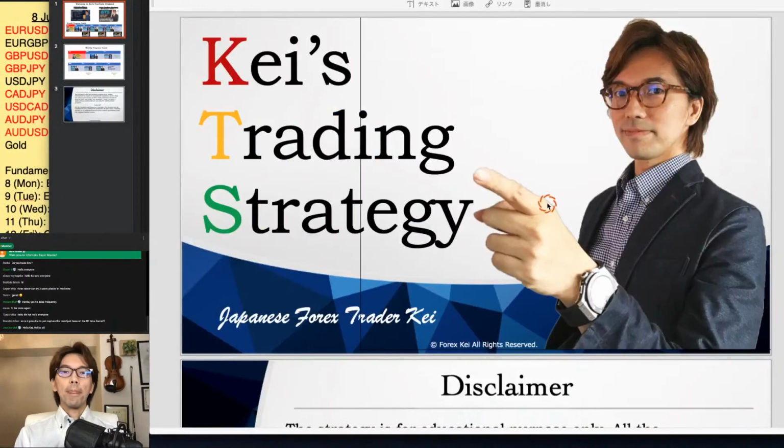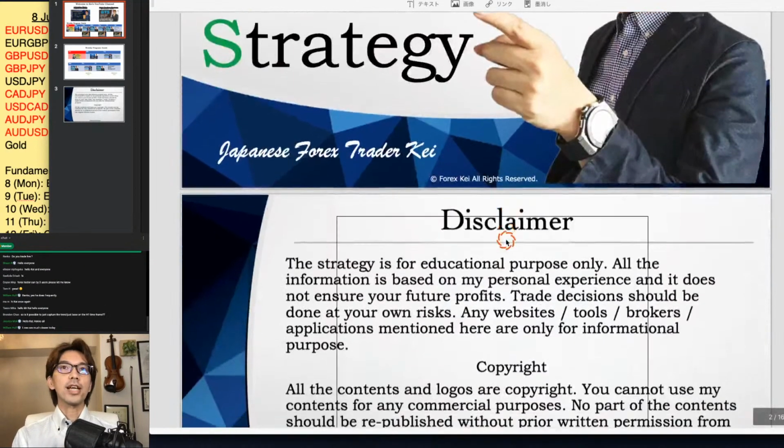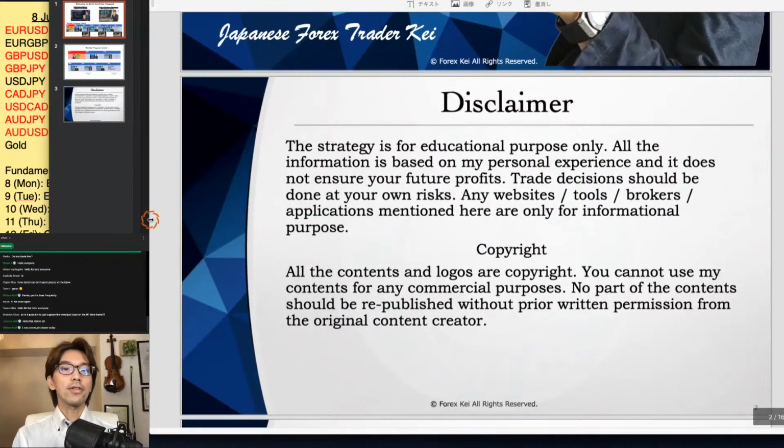All these strategies are based on my own strategy, my KTS. And just before starting anything here, as a disclaimer, all this knowledge and information is based on my own knowledge and experience. So when you take trades, please do so at your own risk.